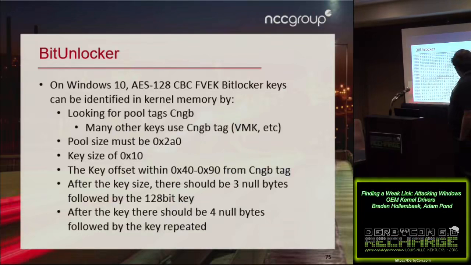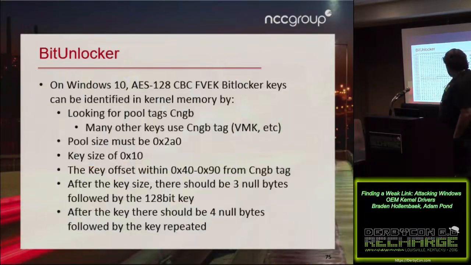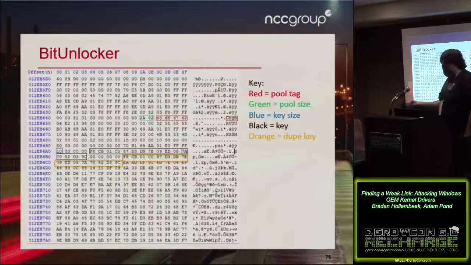This is what we came up with. In red, this is the pool tag, CNGB. And then here we have the 672 byte green pool size. What we noticed was, if the pool allocation was going to contain the BitLocker key, it's going to be anywhere between 0x40 and 0x90 bytes from this allocation. If it's not within that many bytes, then you're not going to see it in that pool. It just doesn't exist. And I don't know why.